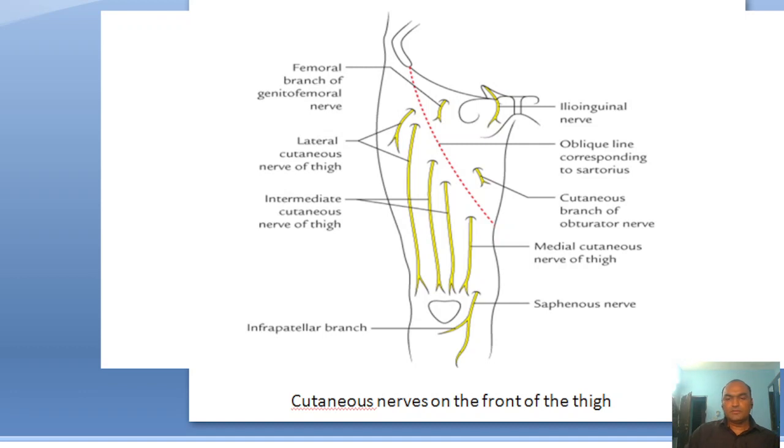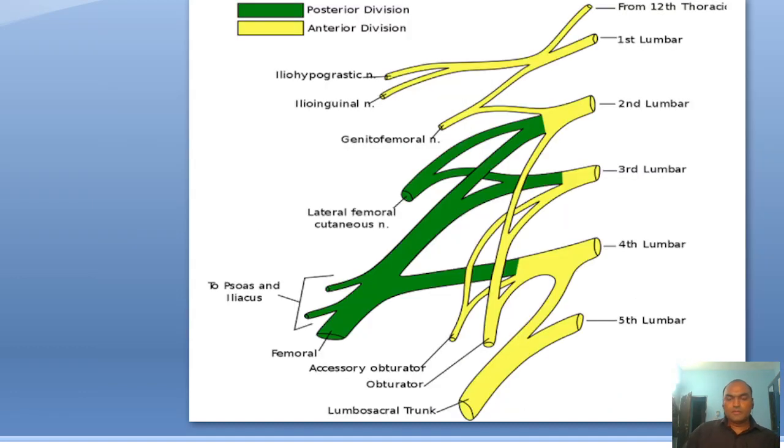So start with ilioinguinal. So this is the lumbar plexus. Dark green color represents the posterior divisions, the dorsal divisions, and light yellow color represents the ventral divisions or anterior divisions. So these are the anterior divisions. So L1, first lumbar nerve segment, forms the ilioinguinal and iliohypogastric nerves. Both have root value L1.